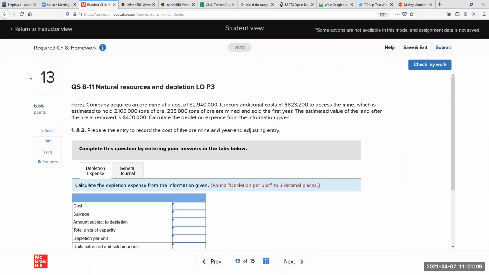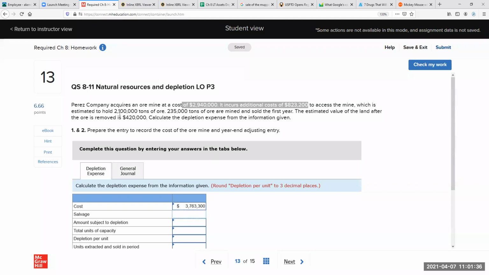Natural resources. Pettis Company acquires an ore mine. It costs $2,940,000. It incurs additional cost of $823,000. So the cost is this plus this. So add those two together. So our real cost down here is $3,763,300.